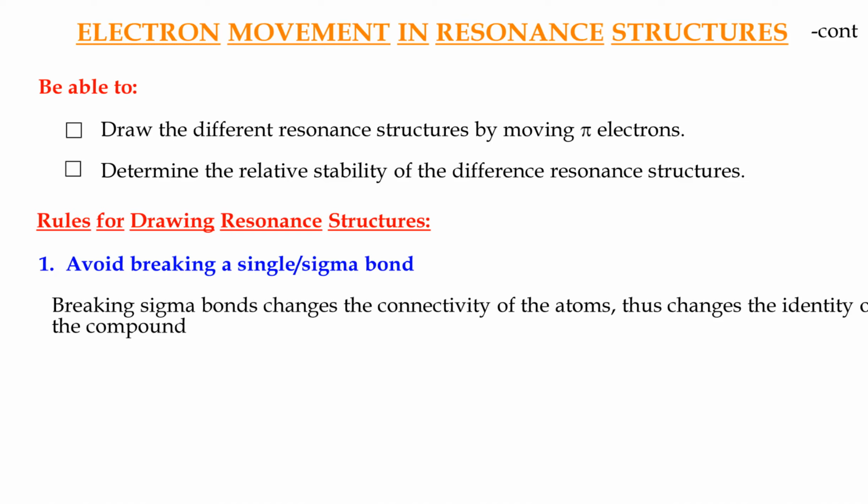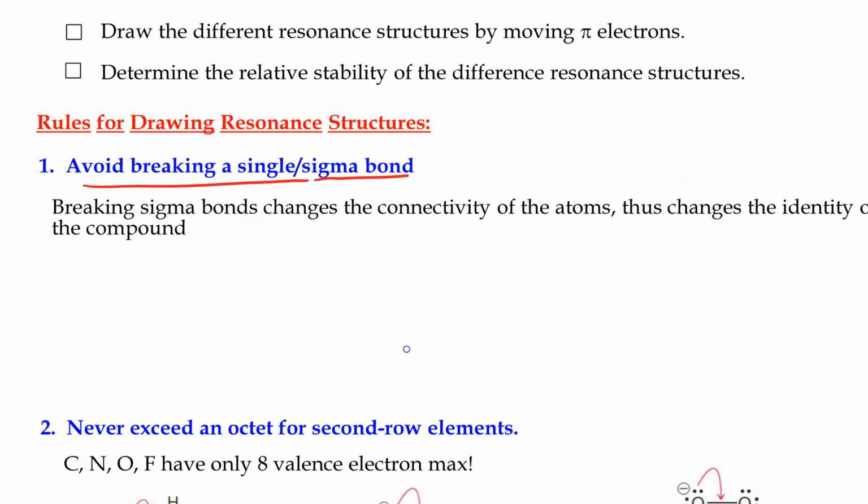The first rule is to avoid breaking single or sigma bond as we draw resonance structure, because breaking sigma bond changes the connectivity of the atom and therefore changes the identity of the chemical compound, and that would then be a chemical reaction but no longer resonance structure. And so therefore avoid breaking the sigma or the single bond.